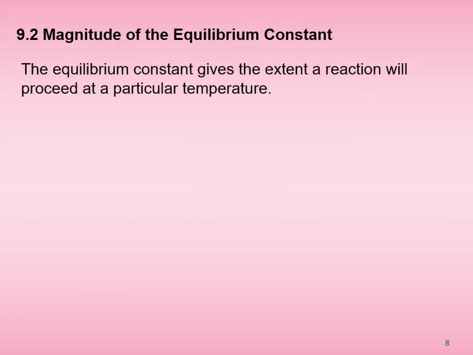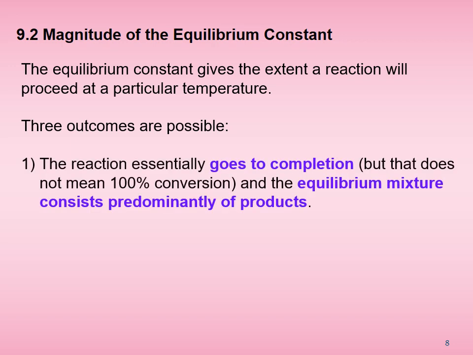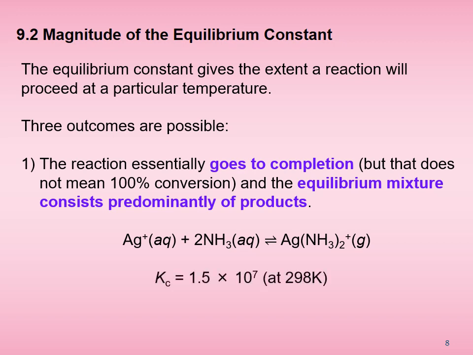Kc reveals how far a reaction proceeds at a particular temperature. There are three possible scenarios. In the first scenario, the reaction goes more or less to completion and the reaction mixture ends up being mostly products. For example, in the reaction between silver 1 ion and ammonia to form Tollens' reagent, diamine silver 1 complex, the Kc value is 1.5 times 10 to the power of 7 at 298 Kelvin. This value is huge, so it means that the diamine silver 1 product is favored.